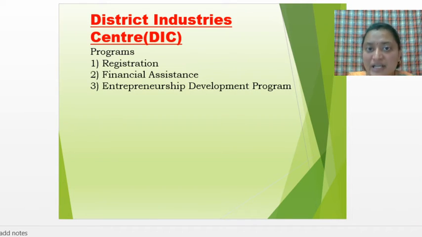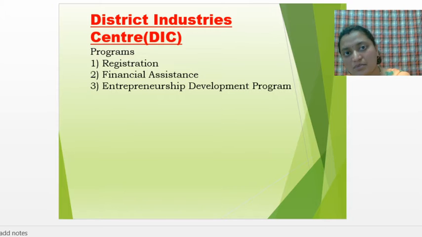First one is registration. If you want to start any kind of industry, registration has to be there, a license. It can be a provisional or permanent registration. Provisional means what? It is a temporary kind of registration, and permanent means what? Permanent registration has to be done. It can be provisional or permanent, means temporary or permanent.